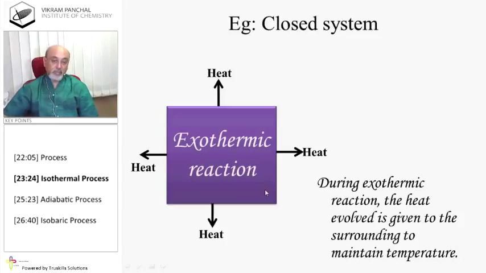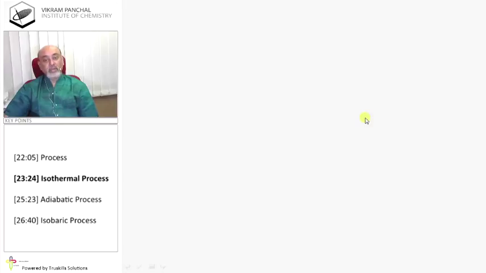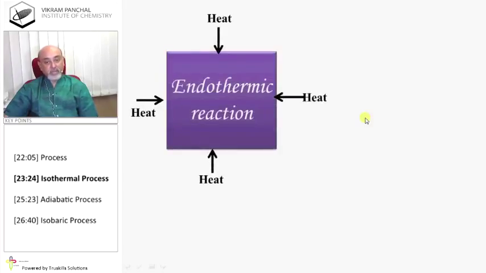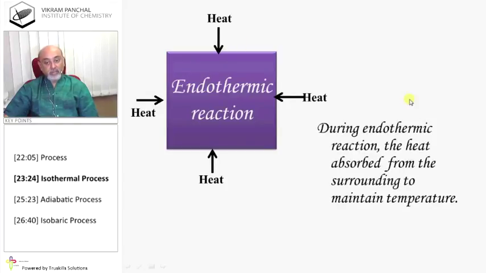Like in an exothermic process, it is necessary to bring heat out of the system so that the temperature of the system remains the same. And in the opposite direction, in an endothermic process, energy is required. So it has to be absorbed from the surrounding to maintain temperature. So during an endothermic reaction, heat is absorbed from the surrounding to maintain temperature, so that exchange of energy takes place and temperature remains constant.